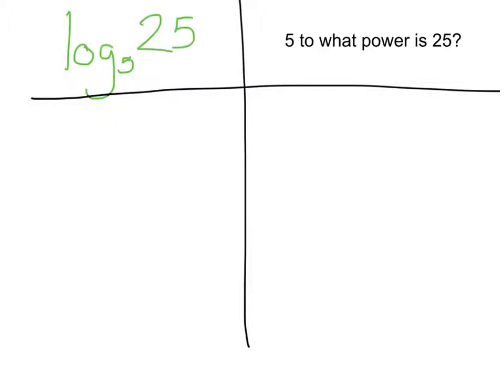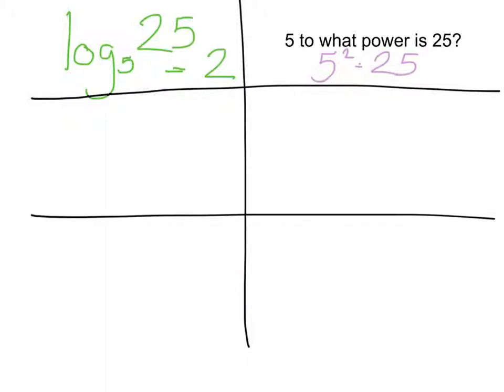So this is saying 5 to what number is 25? And you know that. 5 to the second power is going to be equal to 25. So this value, log 25 base 5, is simply equal to 2, because 5 to the second power equals 25. Okay, let's try another one.